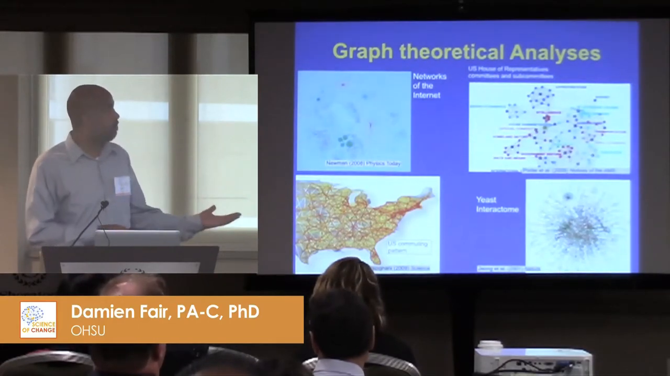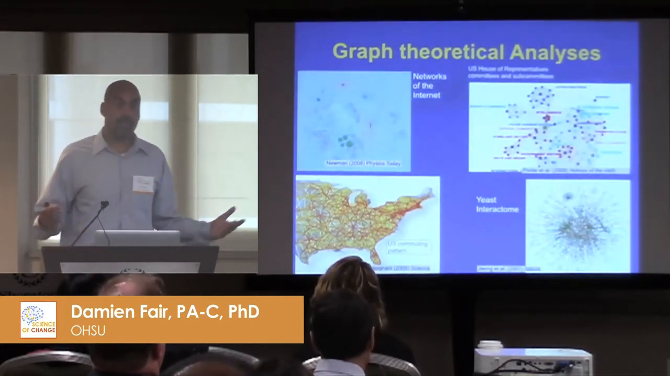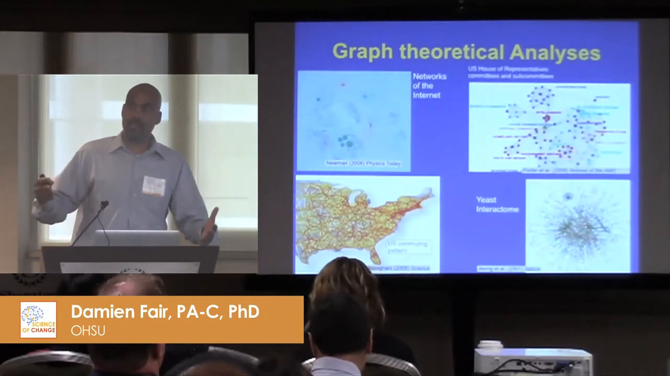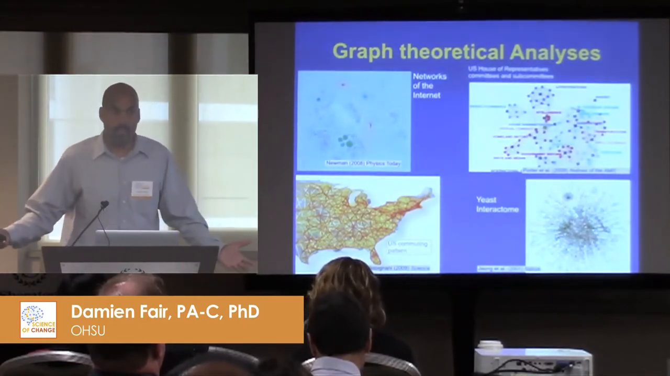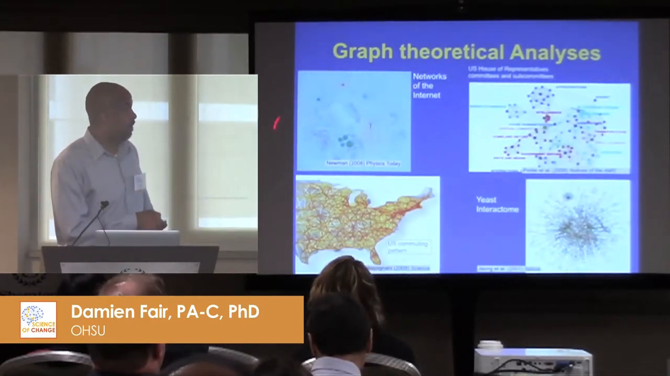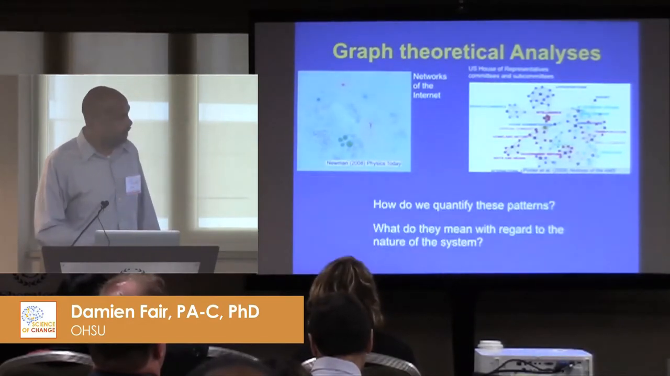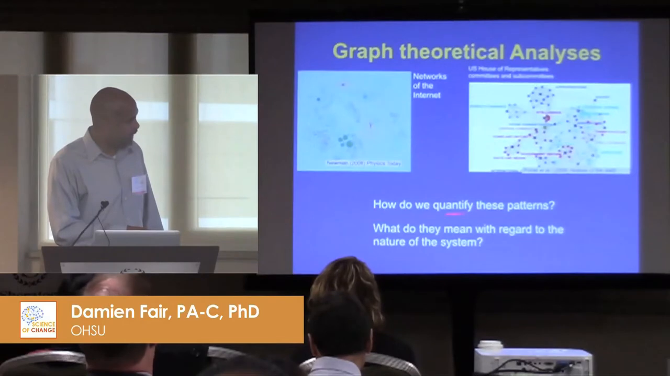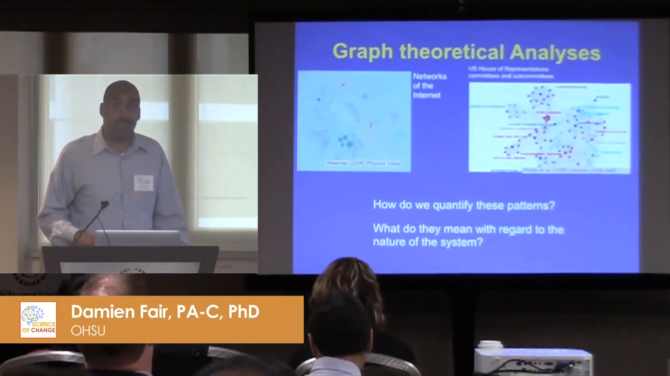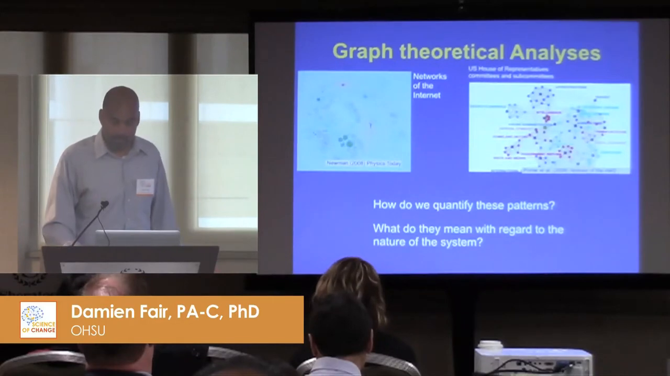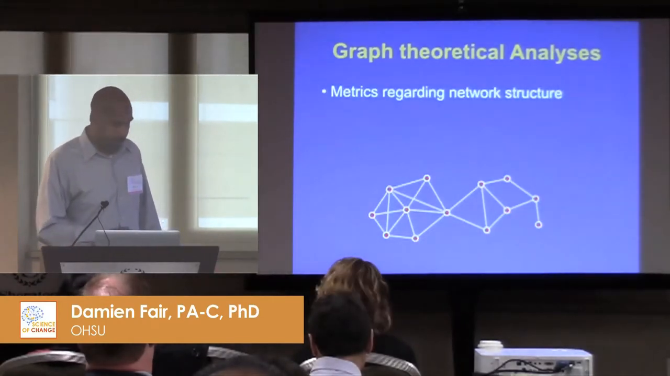And what you can see from all these pictures is that the systems aren't regular, right? It's not simply A connects to B, connects to C, connects to D, right? But they're also not random. There's clearly some type of structure in here, okay? And so what graph theory does, it says, well, how do we quantify these patterns, and what do they mean with regard to the nature or the function of the system, okay? So there are several metrics that we can use to do that.